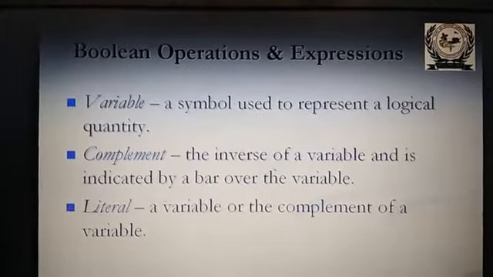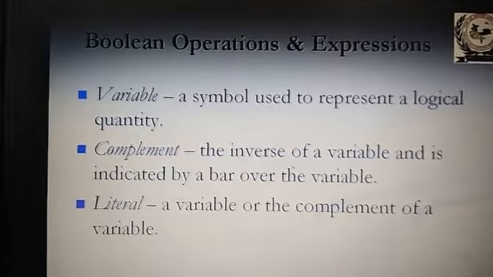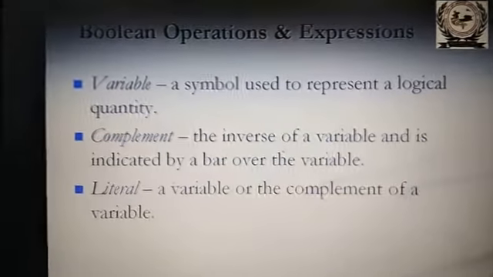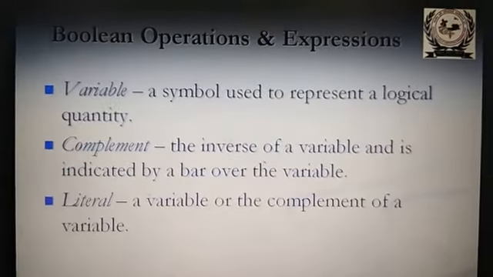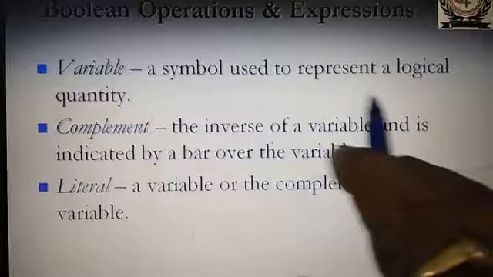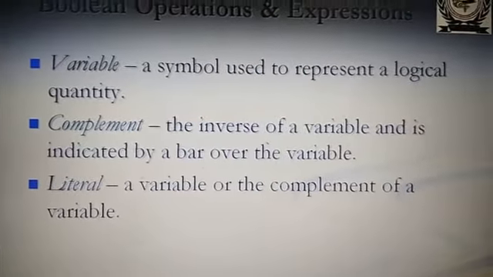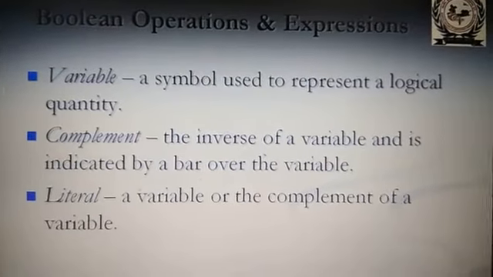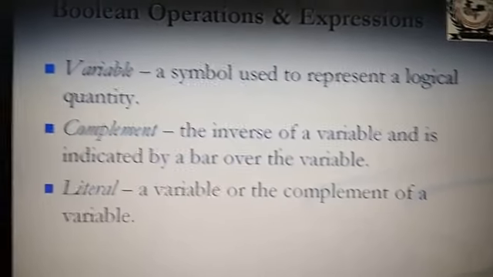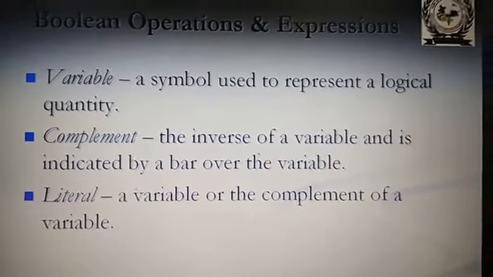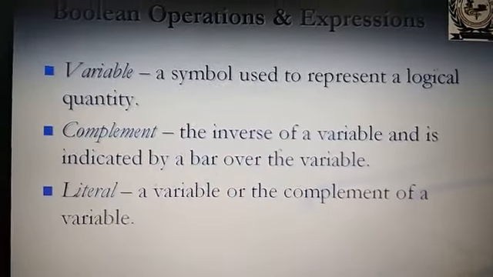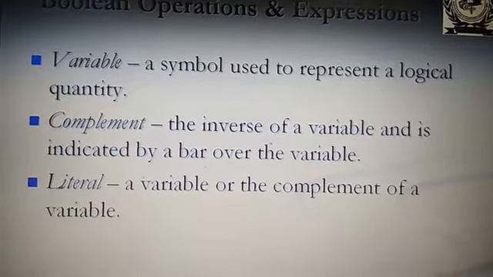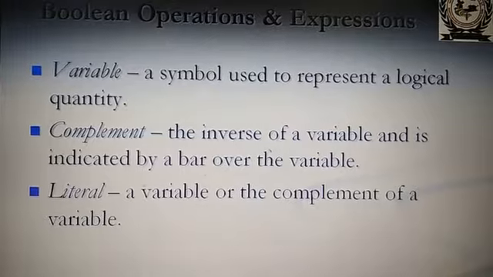Boolean operations and expressions. These are some terminologies used in Boolean algebra. Variable: a symbol used to represent a logical quantity. Complement: the inverse of a variable, indicated by a bar over the variable, like 1 bar. 1 bar means 0 and 0 bar means 1. That is complement. Literal: a variable or the complement of a variable is called a literal, x or x bar.